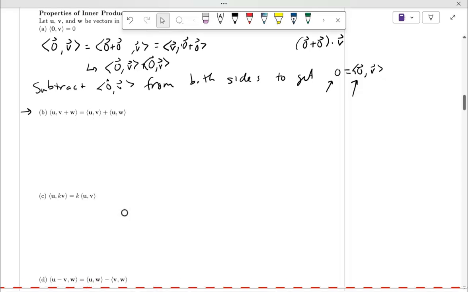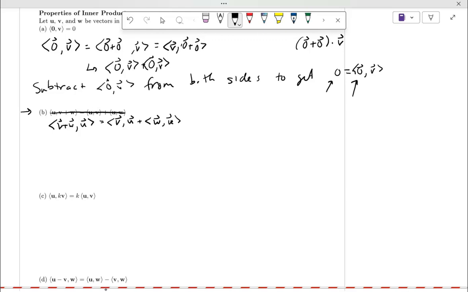This one I meant to write the other way around. I meant to write this as, let me cross it out, v plus w comma u. Again, that's not a huge surprise because the axiom is written the other way around, isn't it? It has the sum in the right component.